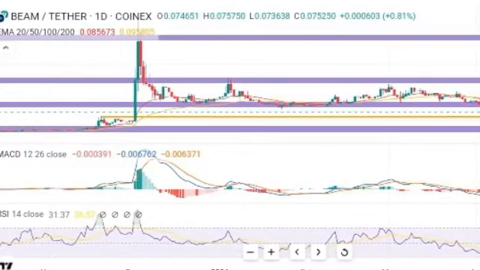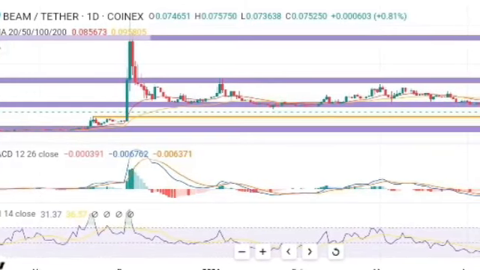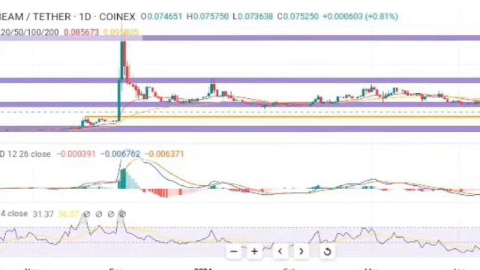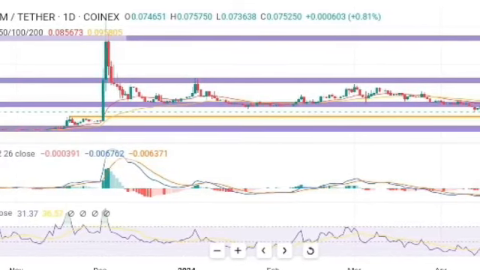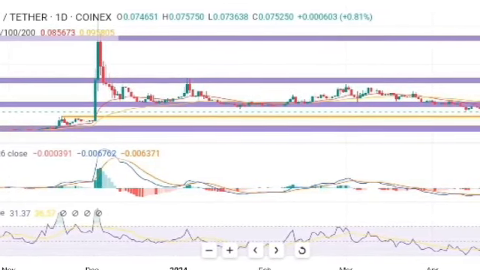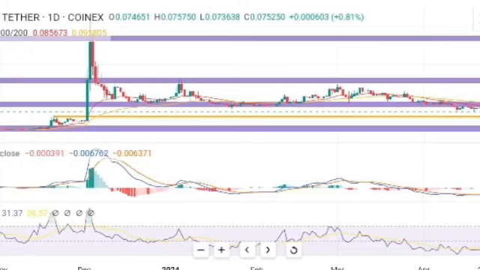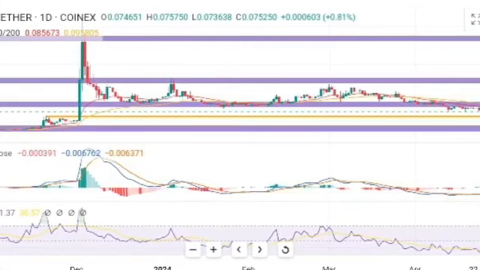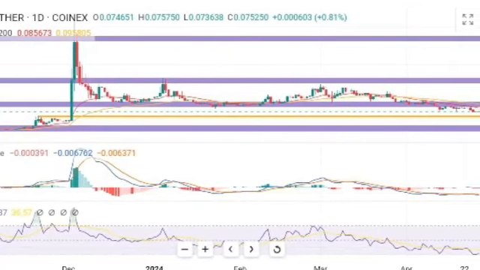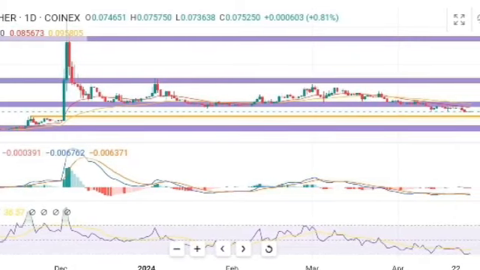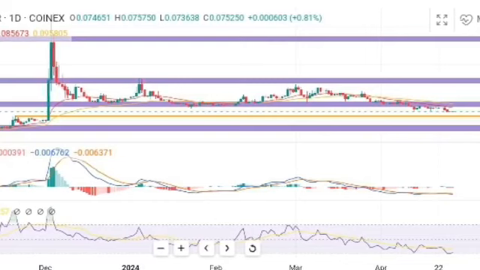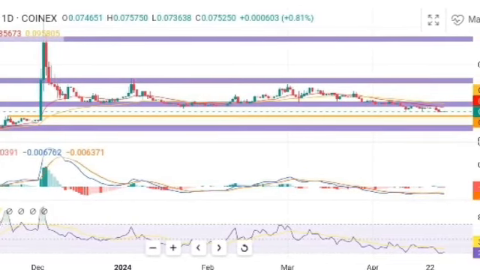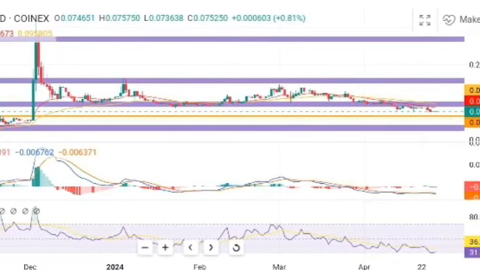Let's start with the Moving Average Convergence Divergence, or MACD. The MACD is a trend-following momentum indicator that shows the relationship between two moving averages of a security's price. In Beam's case, the MACD is currently below zero. Now, what does this mean? Simply put, when the MACD is below zero, it indicates that the short-term momentum is slower than the long-term, suggesting a bearish trend.